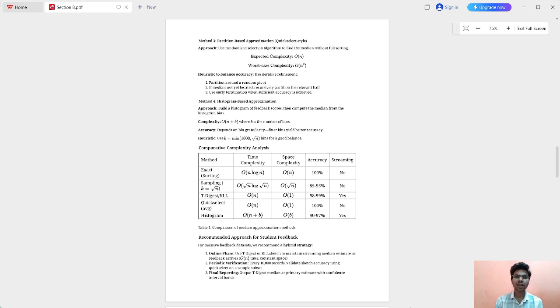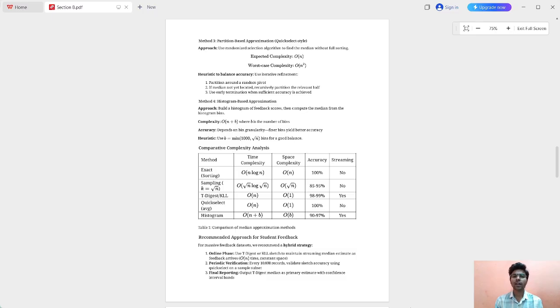The third method is partition-based approximation, quickselect style. Approach: use a randomized selection algorithm to find the median without full sorting. Expected complexity is O(n), but worst-case complexity is O(n squared).